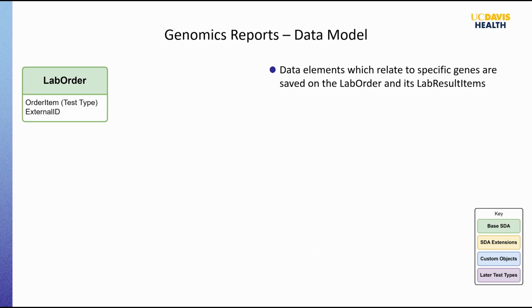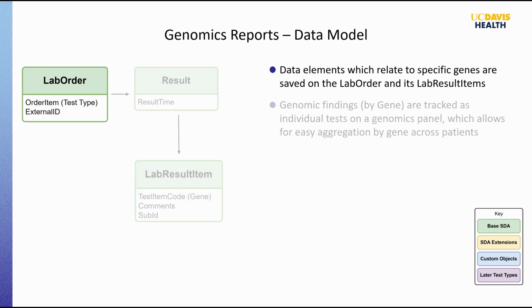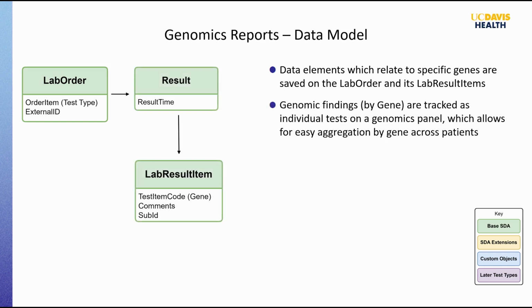So looking at the lab order, we're storing at the gene level, and we're putting that under lab result items. And for the genomics findings by gene, we're tracking that as individual tests on a genomics panel. And that allows for easy aggregation of patient data with their genes.